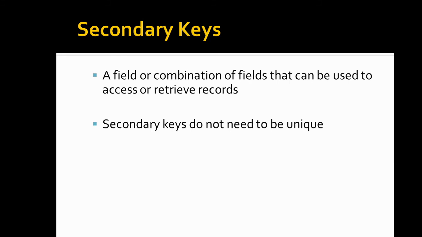Field or combinations of fields that can be used to access or retrieve records. It's a secondary key. A secondary key does not need to be unique, but we can use them to retrieve or access records. Examples are your names. So let's say I want to see the record of Pedro Di Magiba, for example. So I can use the name, but of course sometimes the names are not unique. So that's an example of a secondary key.